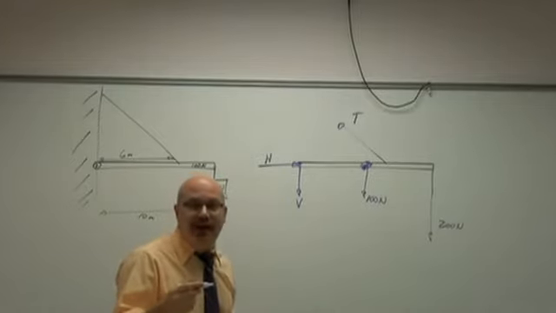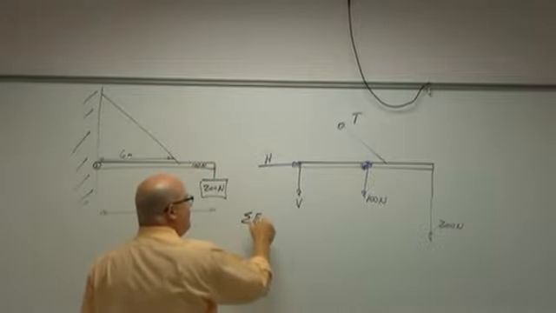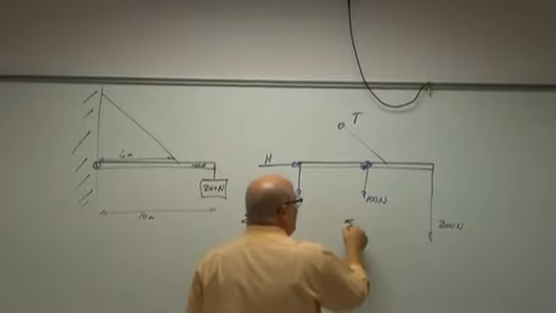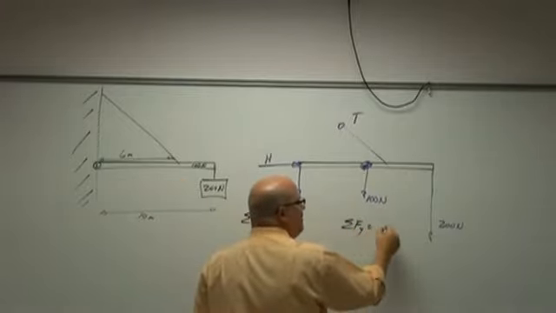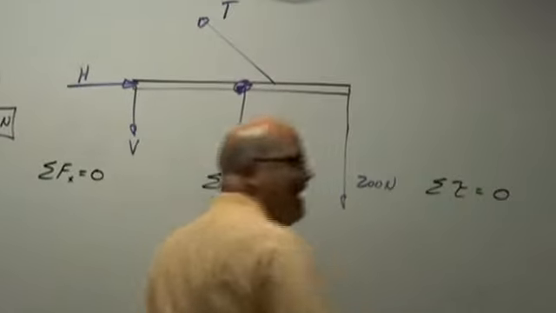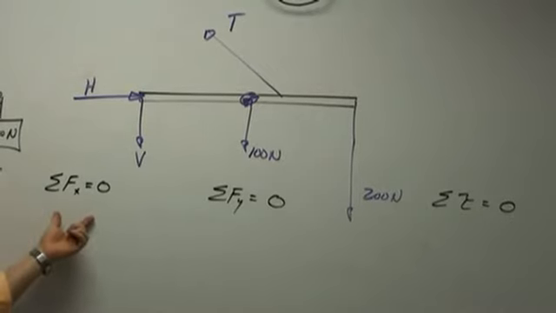What's the acceleration of my object? 0. Hey, that means that the sum of the forces in the x direction add up to 0. That means the sum of the forces in the y direction add up to 0. And that means the sum of the torques add up to 0. Yay! Okay, let's build this one first.